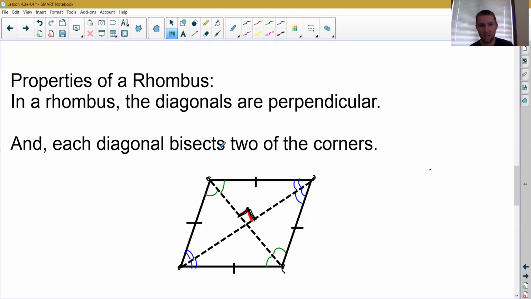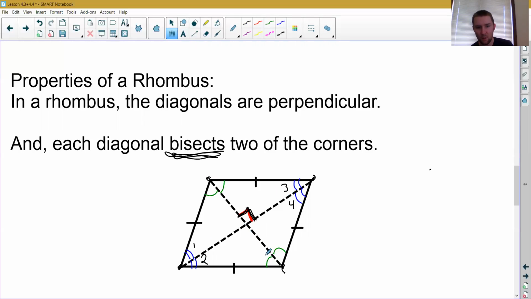When we say bisect, hopefully you remember what this term means. Bisect means to cut in half. Bisect means to cut into two equal pieces. So this diagonal from the bottom left corner up to the top right corner cuts each of these angles into equal pieces. So I'll say angle 1 and angle 2 here, those have to be congruent. The same with angle 3 and angle 4. Those have to be congruent to each other as well.